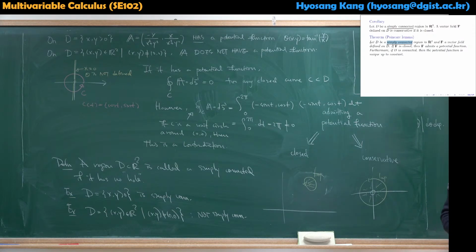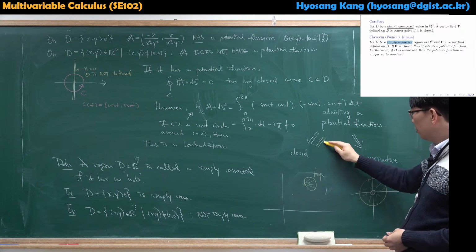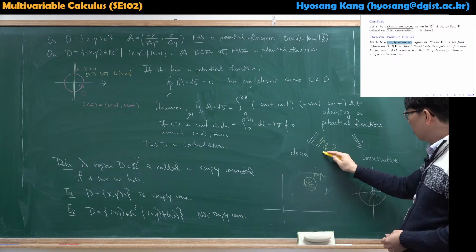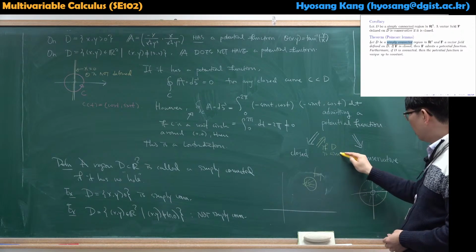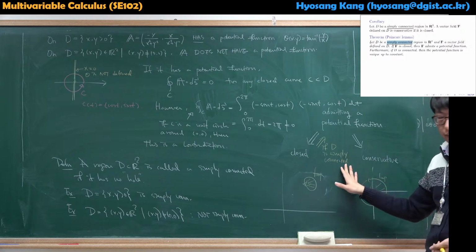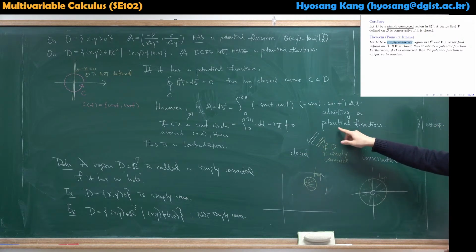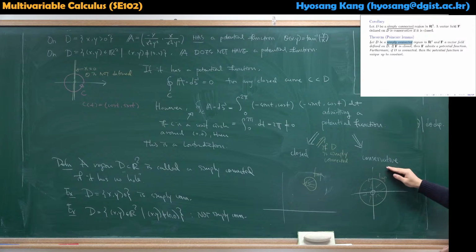So Poincaré's lemma says as long as your domain is simply connected, the converse is true. This is true if D is simply connected. So if D is simply connected, then closed means that it has a potential function, and naturally it's conservative, right?